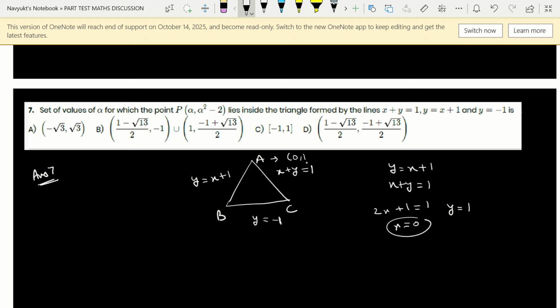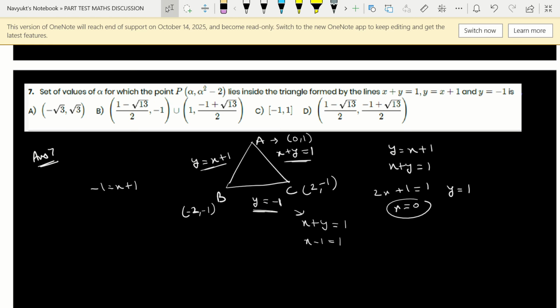C, put y equals -1 in this equation, x plus y equals 1. Putting this here, we get x - 1 equals 1, so x is 2. So this point is nothing but (2, -1). Correct.